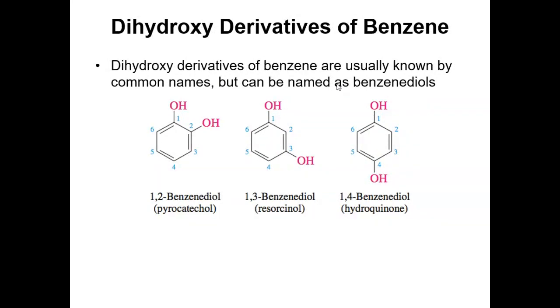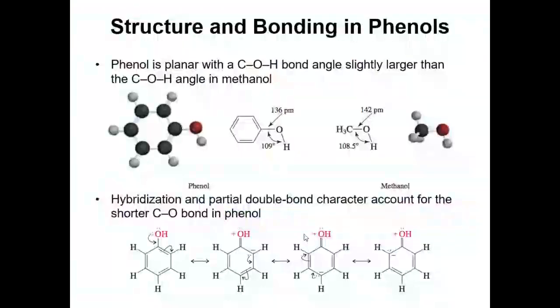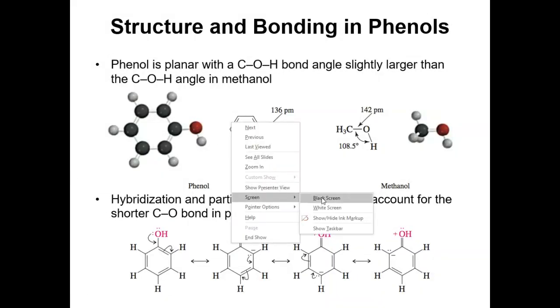Diphenols, depending on the relative location of the two hydroxy groups, we call 1,2-benzenediol, or 1,3-benzenediol, or 1,4-benzenediol. And then, more importantly, we can look at the structure and the bonding. The phenol structure is planar. If it's planar, there's an immediate implication for the hybridization state of those atoms.